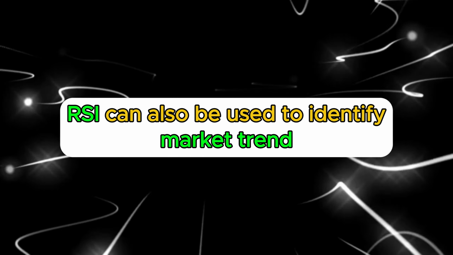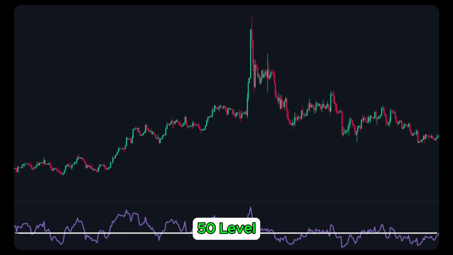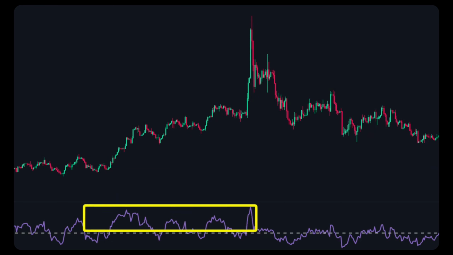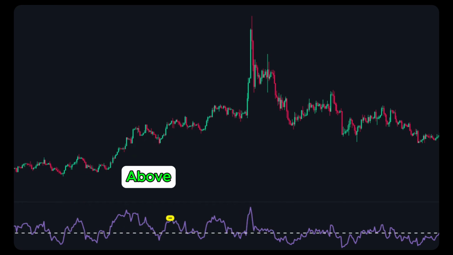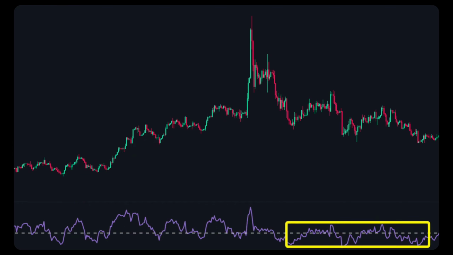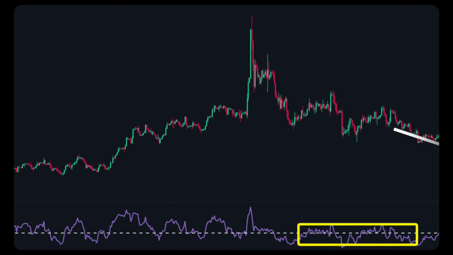The RSI can also be used to identify market trends. A simple way of doing this is to mark the 50 line on the RSI. If the RSI is above 50, the price is considered to be in an uptrend. Similarly, if the RSI is below the 50 line, then the price is considered to be in a downtrend.